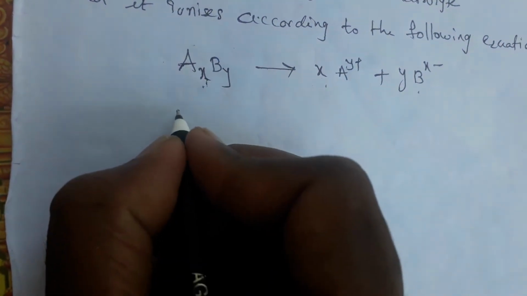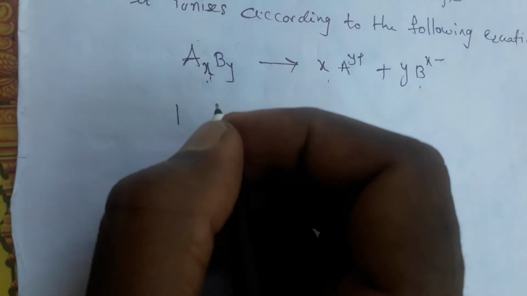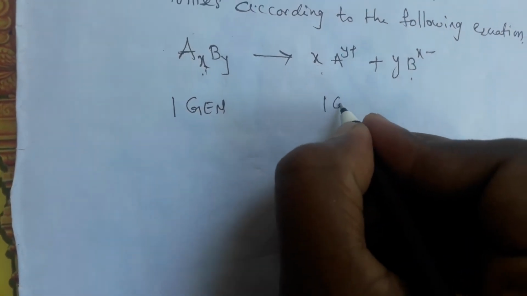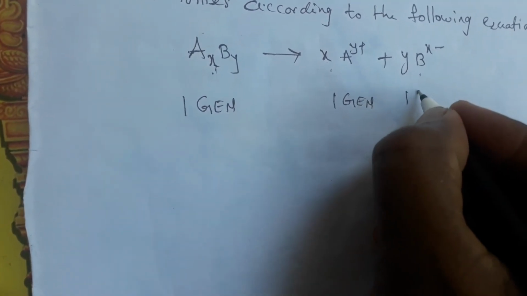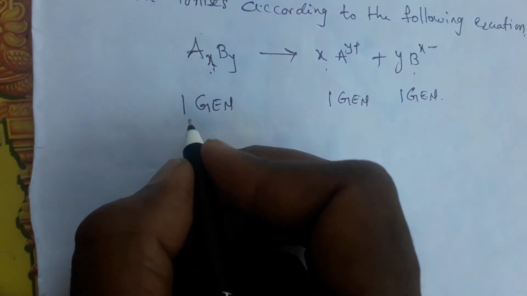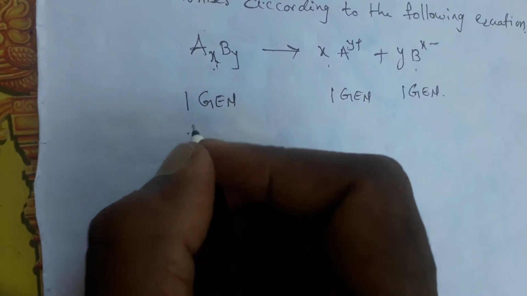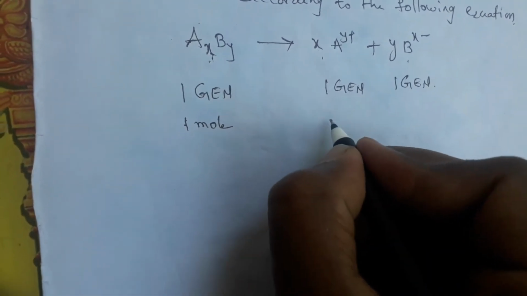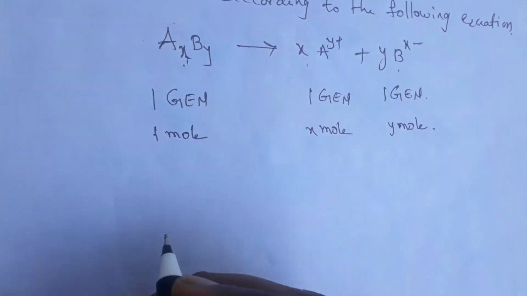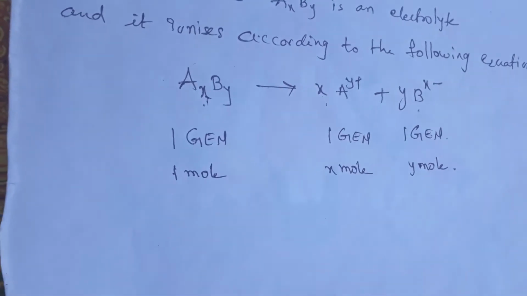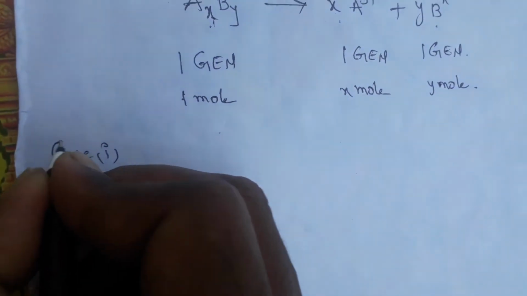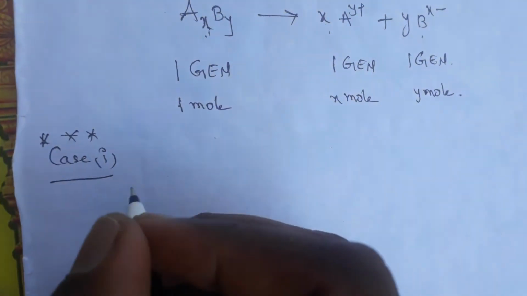So how many gram equivalents of AxBy? One gram equivalent of AxBy, and here also one gram equivalent of the cation and one gram equivalent of the anion. But how many moles of the electrolyte? It is one mole of electrolyte, and here it is x moles, and here it is y moles. So in these three cases, very important cases, case 1.